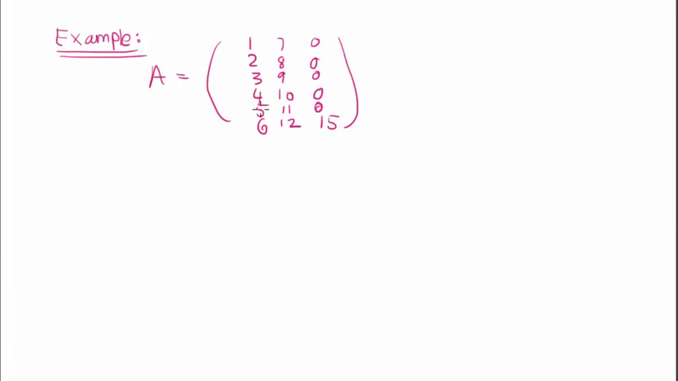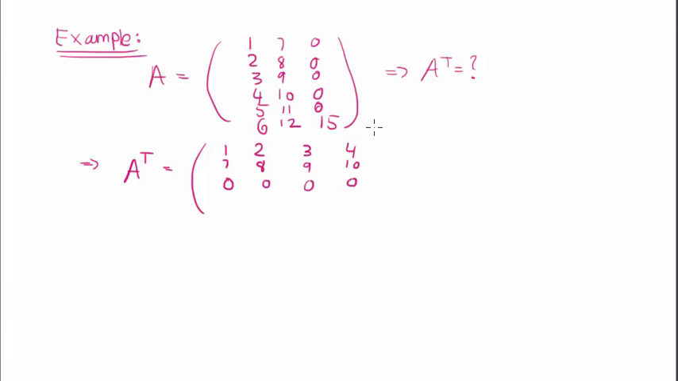So if this is the case, then what is A transpose? It is equal to 1 7 0. Now the 2 8 0, second row becomes my second column, 2 8 0. Third row becomes my third column, 3 9 0. 4 10, 5 11, and then 6 12, 15.